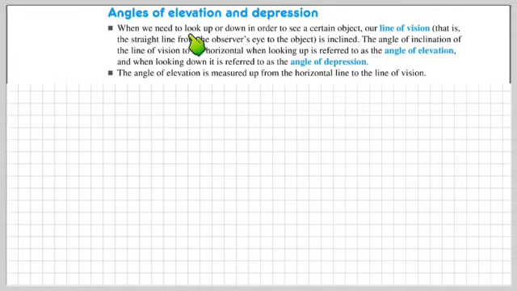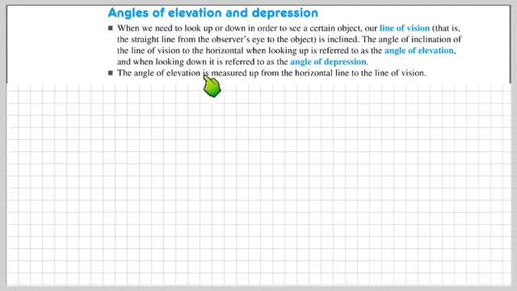Okay, when we need to look up or down in order to see a certain object, our line of vision, that is the straight line of sight, the straight line from the observer's eye, e.g. you, to the object, is inclined. The angle of inclination of the line of vision to the horizontal line of vision when looking up is referred to as the angle of elevation, and if you're looking down, it is referred to as the angle of depression. Well, that sounds very logical, doesn't it?